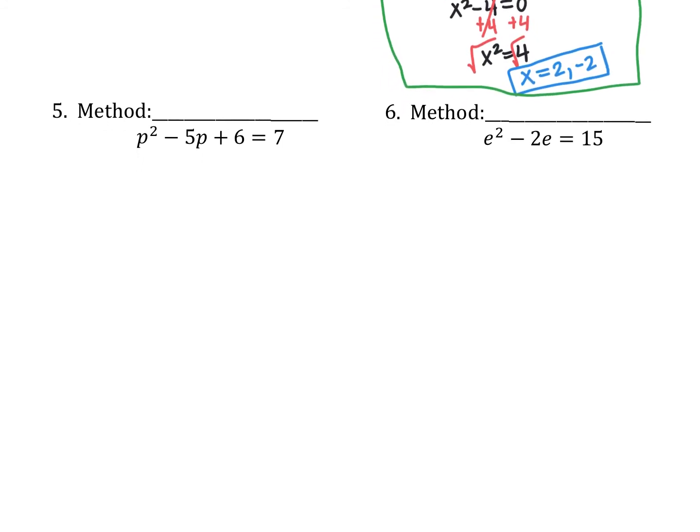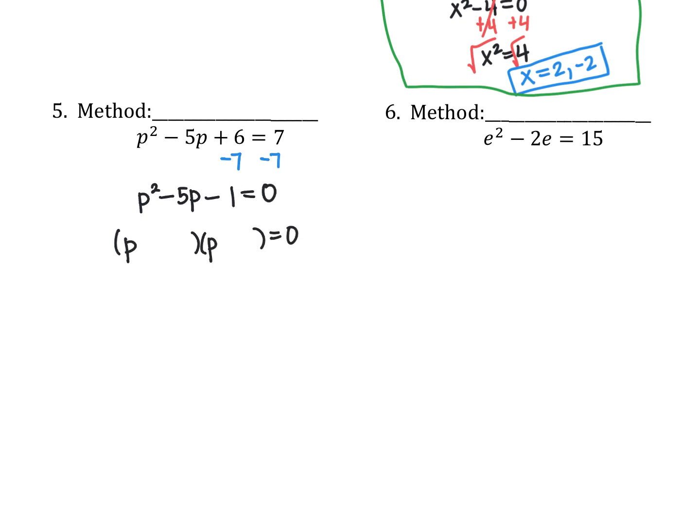For 5 and 6. For 5, I'm not going to square root it because I have this weird p thing here. So I'm going to make it equal to 0 because I know I'm going to either do factoring or quadratic formula. Now from here, I can factor or use the quadratic formula. Personally, I would stare at it first and see, can I factor this? I'm going to write it, but you don't have to write it if you don't want to. In your head, think about it.